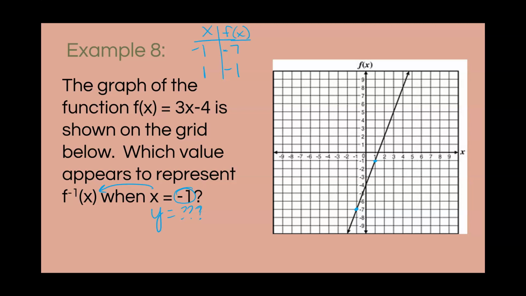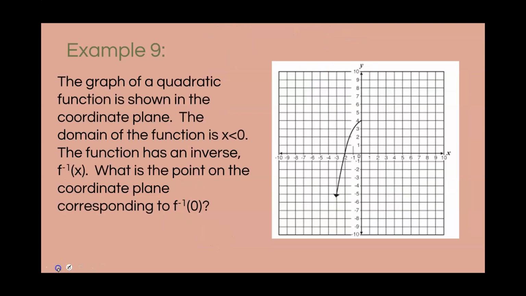Okay, you see how both of them have -1 in them? So let's see what happens when we switch these points. So I'm going to switch them to make my inverse. So it's going to be -7, -1, and then -1, 1. Well, which one of these points states that when x is -1, y is what? 1. Okay, so it's just like the tables, except you have to make your own table and be smart about it. If this said when x is 2, only collect points that have a 2 in it.